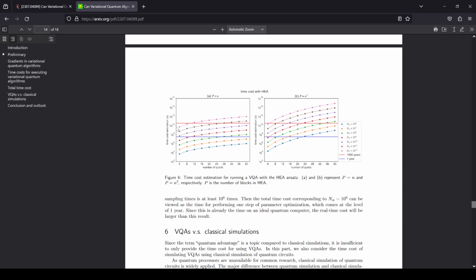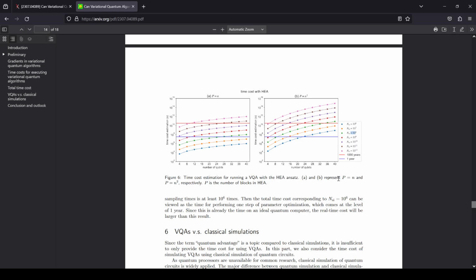If we look at this, we can see that this is for depth, right? P here is the depth. We can assume for a linearly scaling depth and for a quadratically scaling depth what the total cost estimate is. And they have this handy marker here for 1,000 years and 1 year. So anything really above the blue line is going to be not feasible. And you can see very quickly that anything, this is NSI 10 to the 8th.